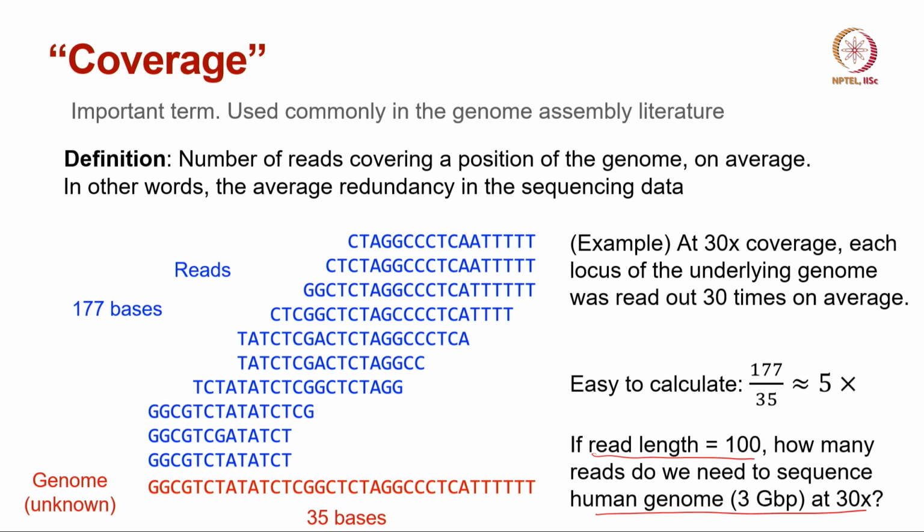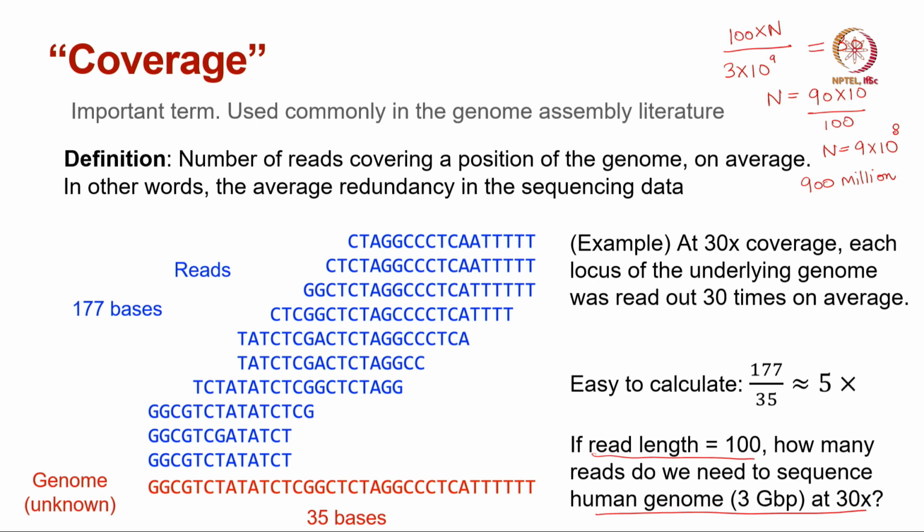This is simple to address because you can apply the same formula. 100 is the read length, suppose n is the number of reads that I want to sequence, my genome length is 3 billion, and I want to achieve 30x coverage. It immediately gives me n equal to 90 times 10 raised to power 9 divided by 100, such that n is equal to 9 into 10 raised to power 8. So, roughly you will need 900 million reads of length 100 to achieve 30x coverage on human genome.